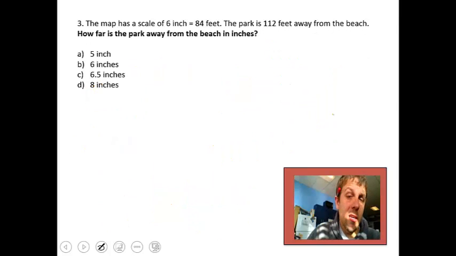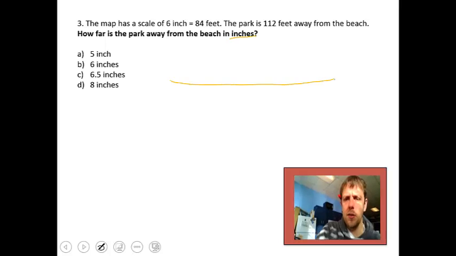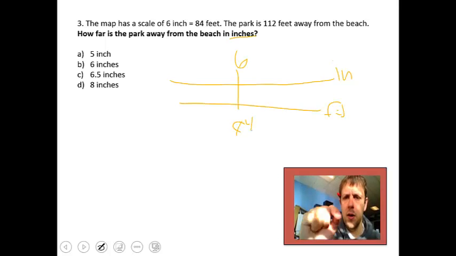The map has a scale of 6 inches is equal to 84 feet. The park is 112 feet away from the beach. How far is the park away from the beach in inches? So now they want us to figure out what the missing part is going to be. So that's inches, feet. We got 6 and 84 and 112 feet.